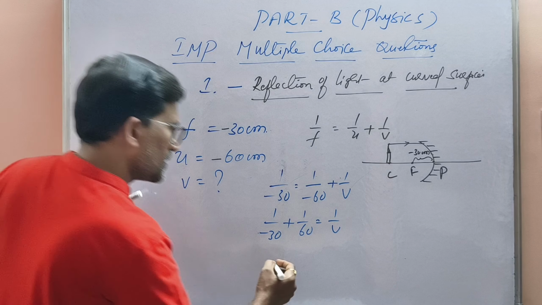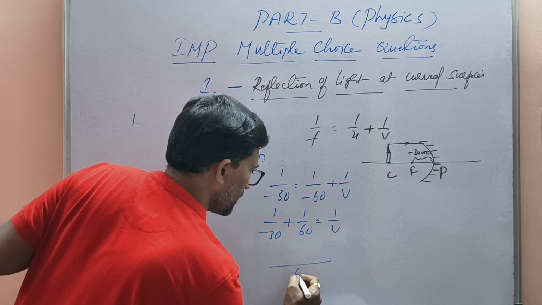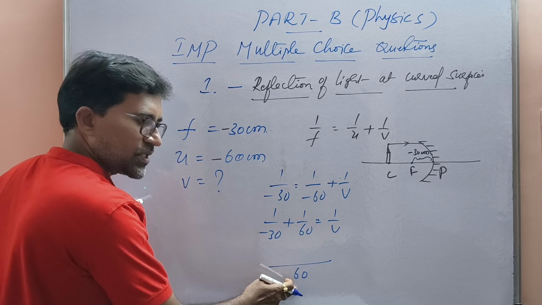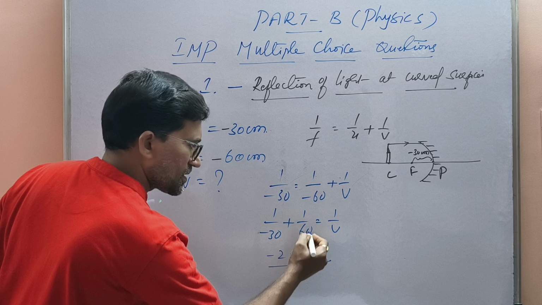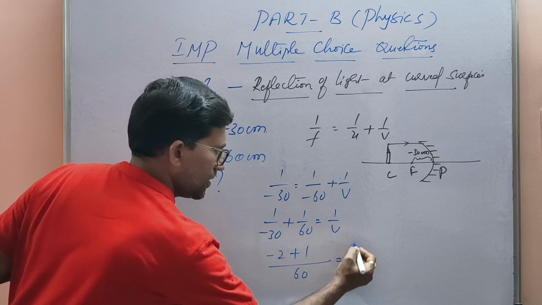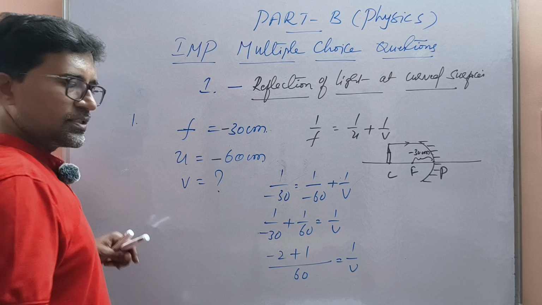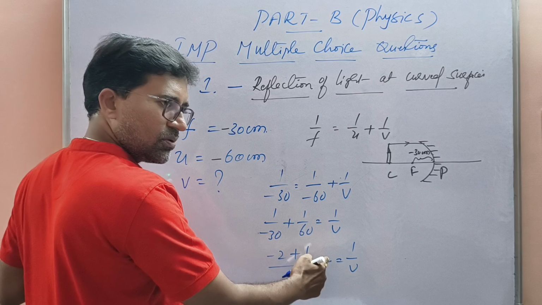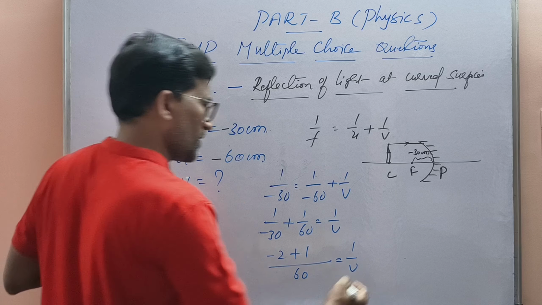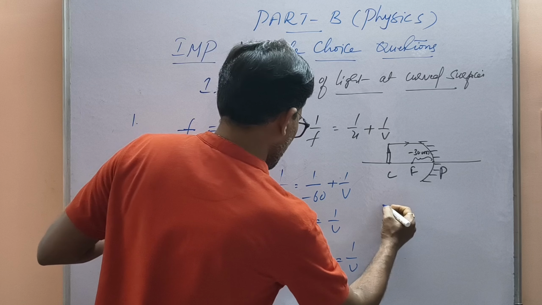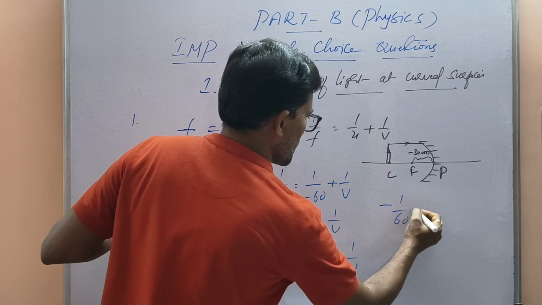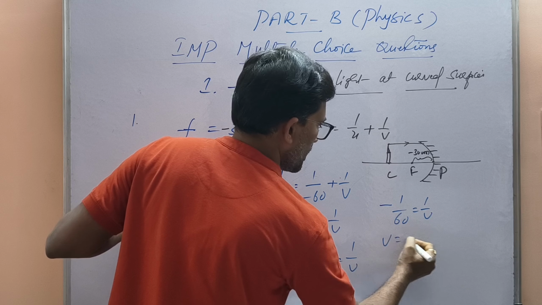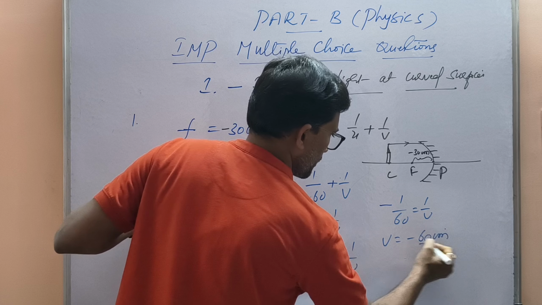Now do the LCM for this. The LCM will be 60. 30 will go into 60 two times, that is minus 2, plus 60 will go into 60 one time, plus 1, is equal to 1 by v. Is it clear? Now minus 2 plus 1, how much? Minus 1. Nothing but here I will write minus 1 by 60 is equal to 1 by v. Then v is equal to minus 60.